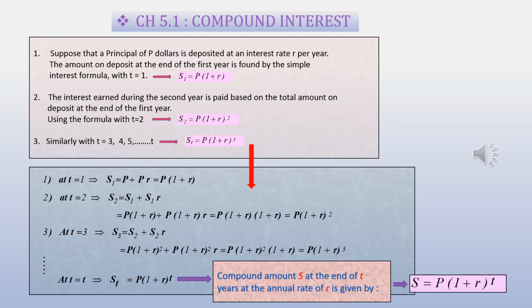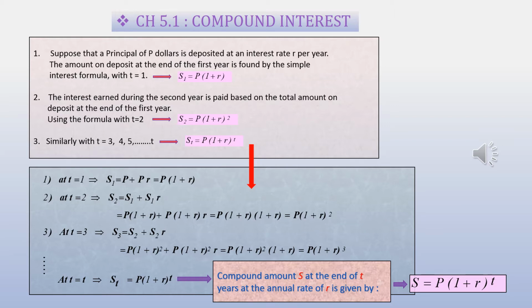So S1 equal to the principal plus the interest. The interest here is calculated as P multiplied by R. So S1 equal to P plus P multiplied by R. If we factor this expression, we will have S1 equal to P multiplied by (1 plus R). So this is the amount of money after 1 year.